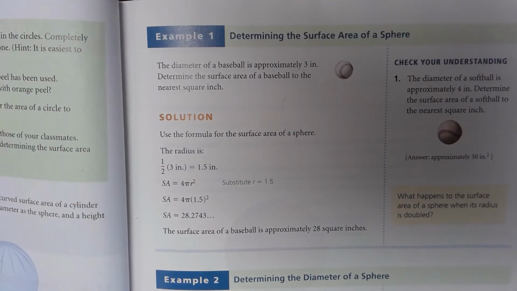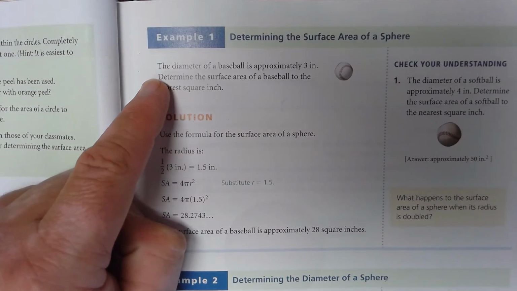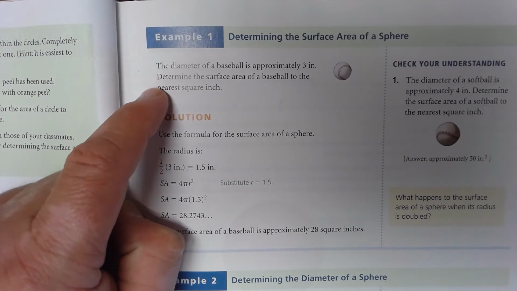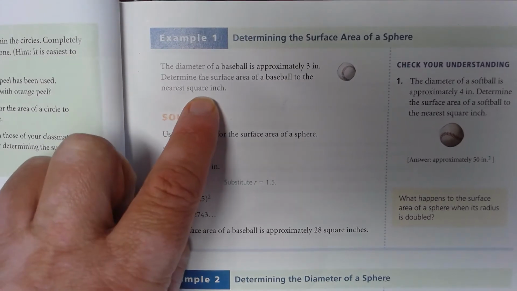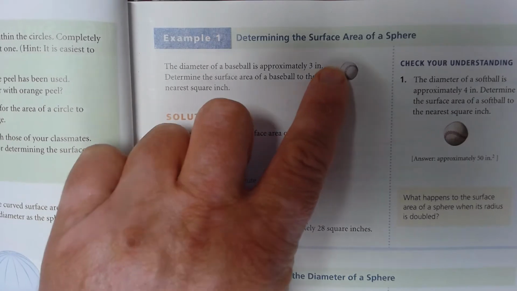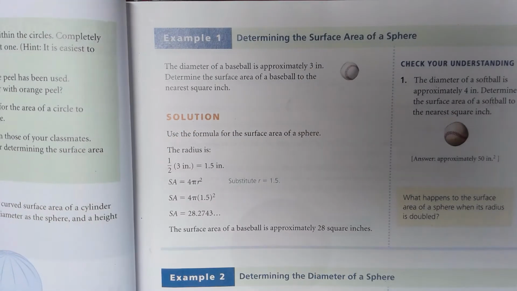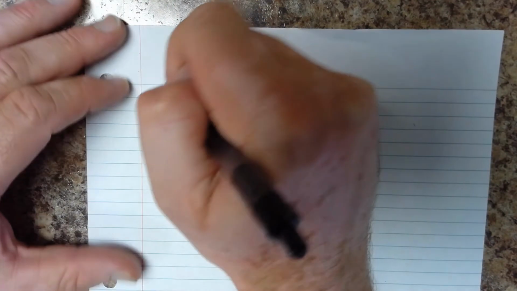Right on page 47. The diameter of a baseball is approximately 3 inches. Determine the surface area of the baseball to the nearest square inch. First of all, we have a diameter. We want the radius, which is half. So we're going to be working with 1.5. So once we determine that the radius is 1.5, we can proceed.